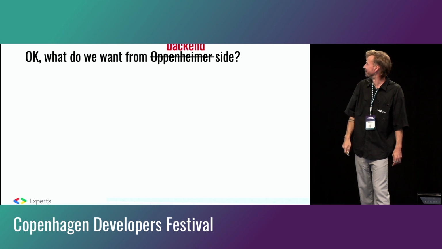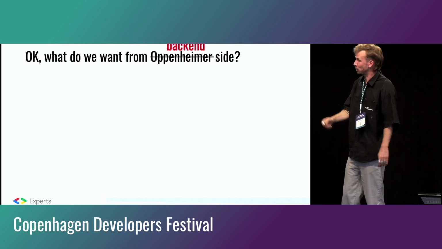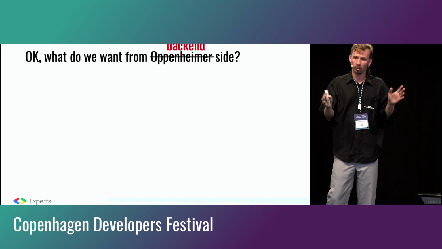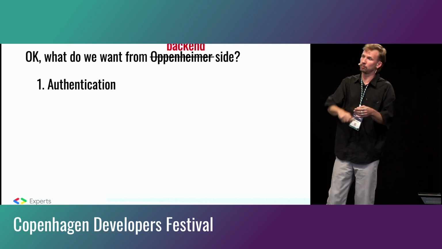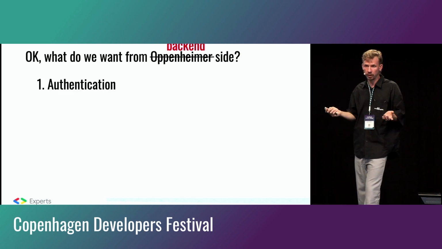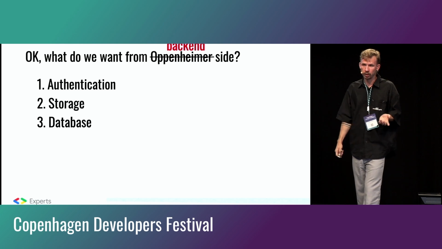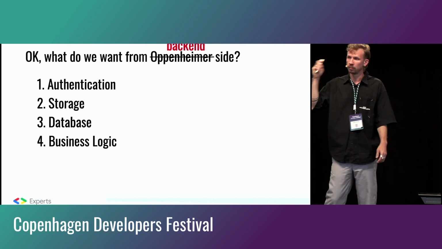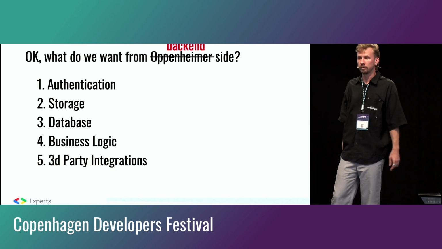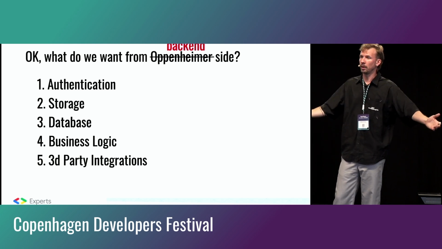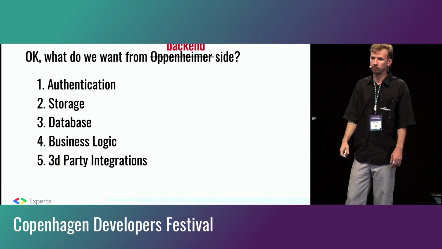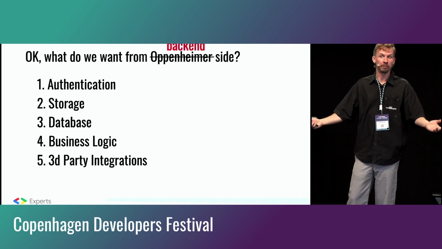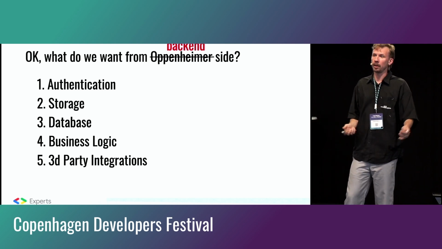Okay, what do we usually have from the backend side? Let's take a simple example of a simple application. Usually we need authentication, storage, database, business logic, and third-party integrations. We are living in 2024, so integration with AI, for example.